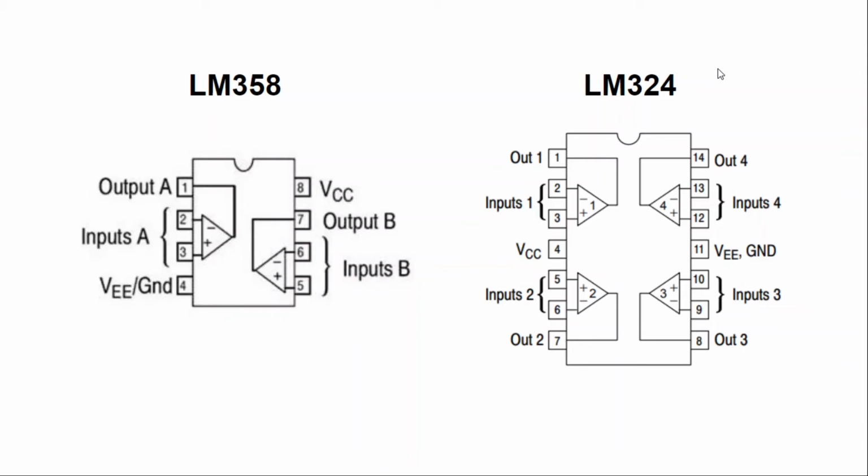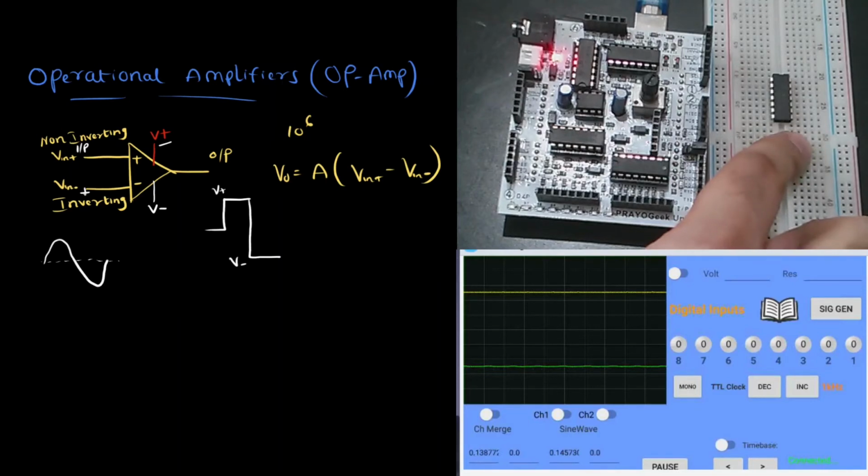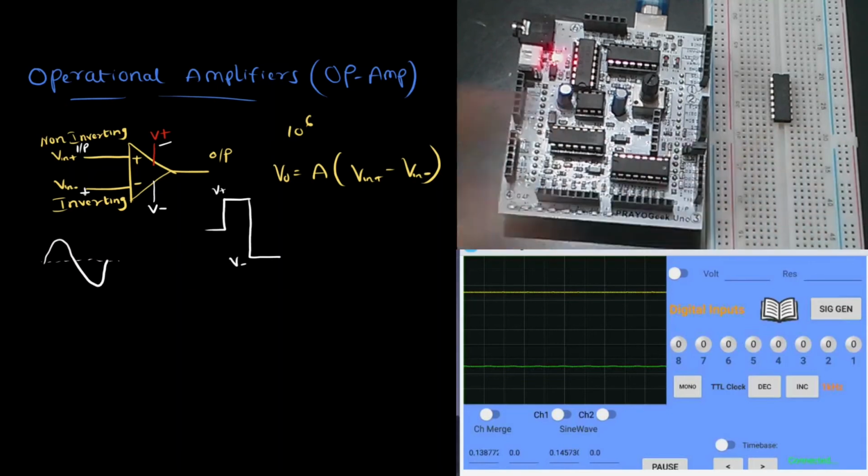So let's go ahead and make the connections accordingly and see if we can get a square wave when we provide sine wave as an input. Here I am using LM324, so I'll be making the connections as per the LM324 pinout. If you have LM358 with you, kindly refer the pinout of LM358 and make the connections accordingly.